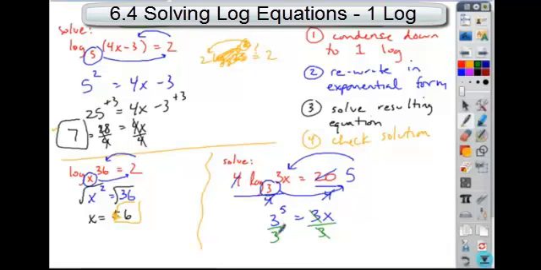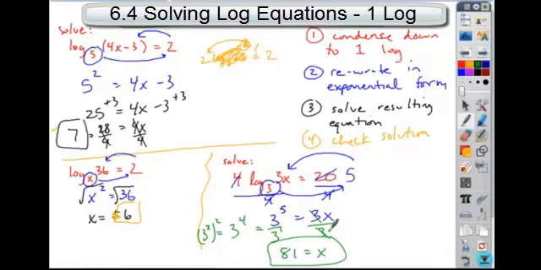And 3 to the 5th divided by 3 to the 1st is actually equal to 3 to the what? 4th. And what is 3 to the 4th? Kind of like saying 3 squared squared. 3 squared is 9, squared is 81. And so you get your solution of 81.